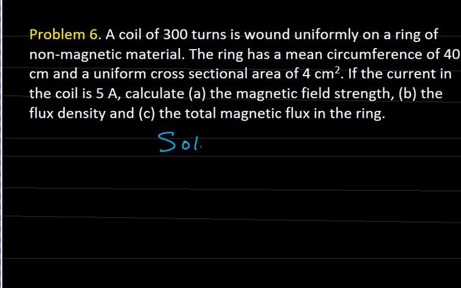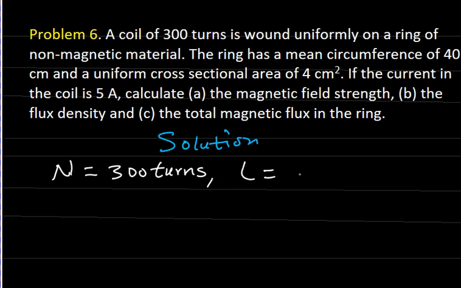So solution, let me write the parameters. The number of turns of the core is 300 turns, wound uniformly on a ring of a non-magnetic material. The ring has a mean circumference of 40 cm. That simply means that the length of the magnetic flux path is 40 cm. We have to convert that to meter, which will be 0.4 meter.